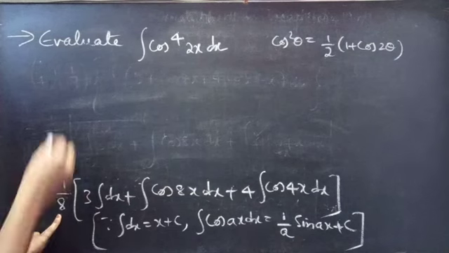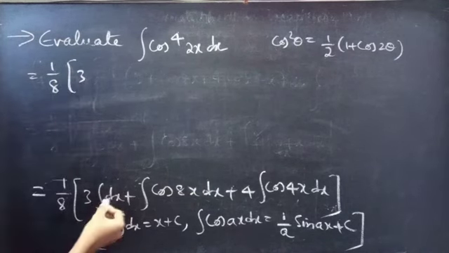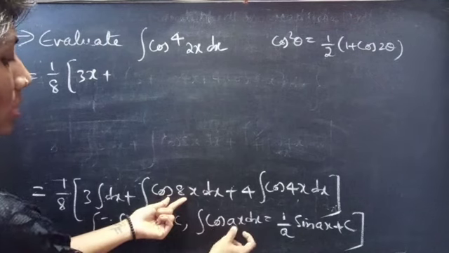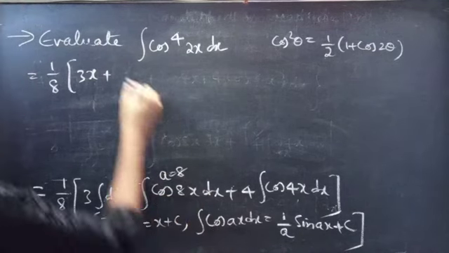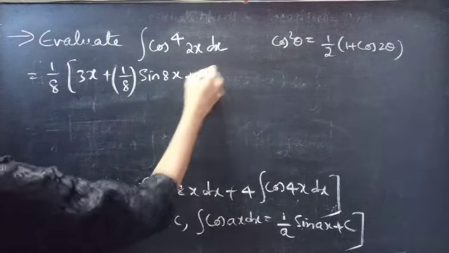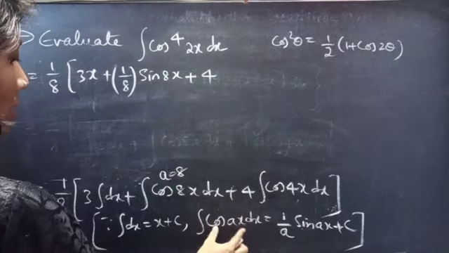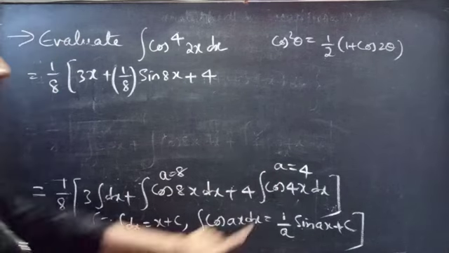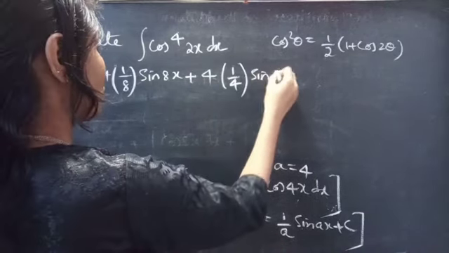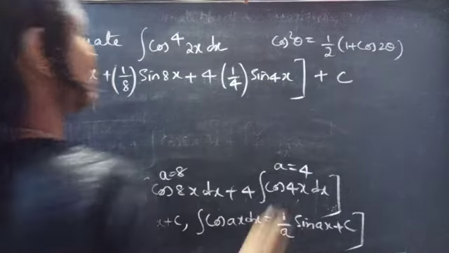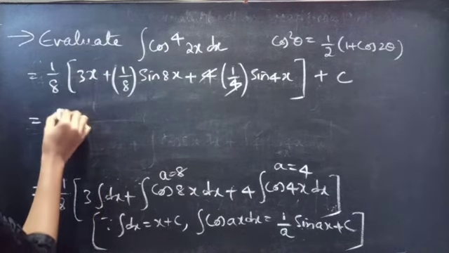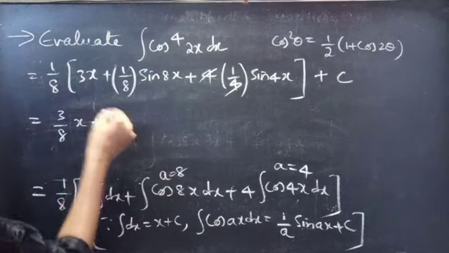Now this becomes 1 by 8 into 3 integral dx is x, plus, now compare the integrand cos 8x with cos ax, and for a equals 8, we'll get 1 by 8 into sine 8x, plus 4 into, compare the integrand with cos ax, and for a equals 4, we'll get integral cos 4x dx equals 1 by 4 into sine 4x plus integral constant c, is equals to 1 by 8. Here 4 gets cancelled, right?